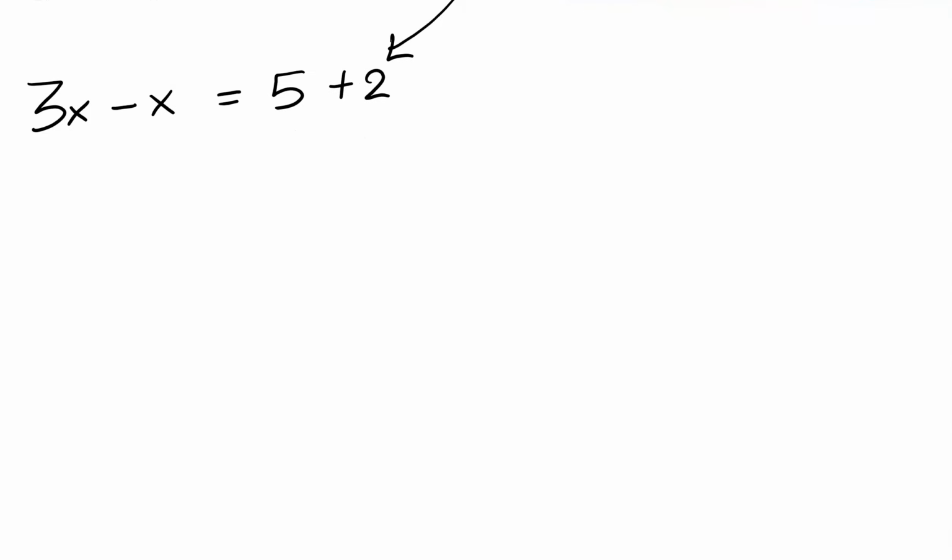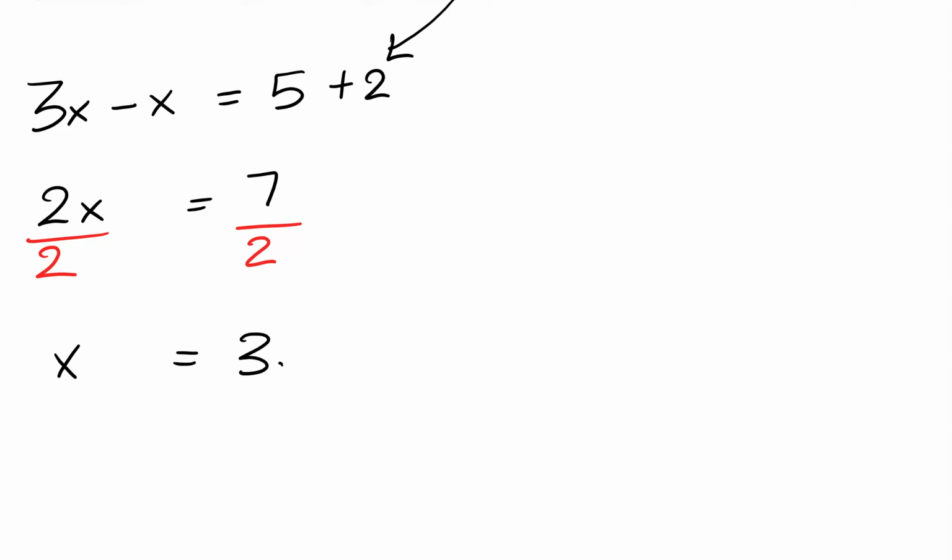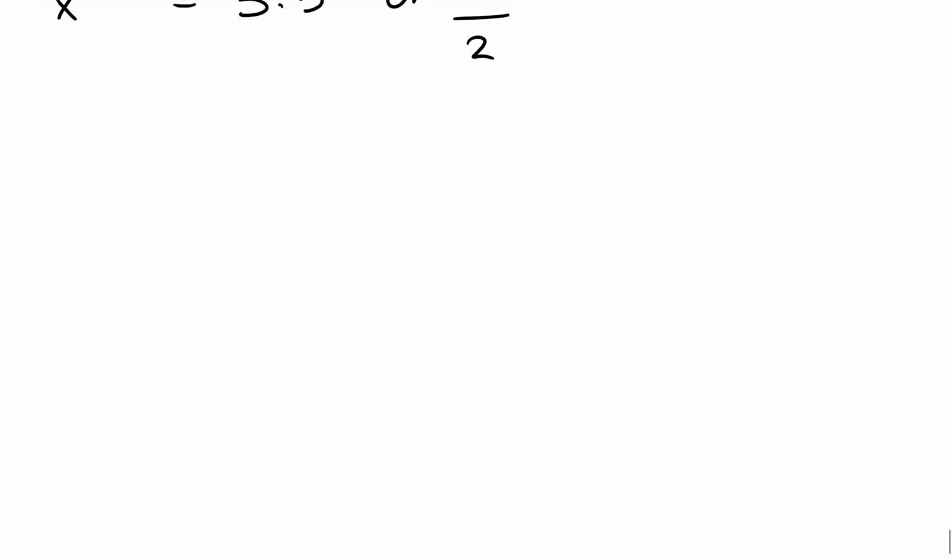So we add and subtract our like terms. We've got 3x minus x, that leaves us with 2x. We've got 5 plus 2, that leaves us with 7. And then we can divide both sides by 2 because we want to have x on its own. Therefore, x equals 7 over 2, that is 3.5, or you can leave it as 7 over 2. So that's how we solve our expression. Alright, one more example.